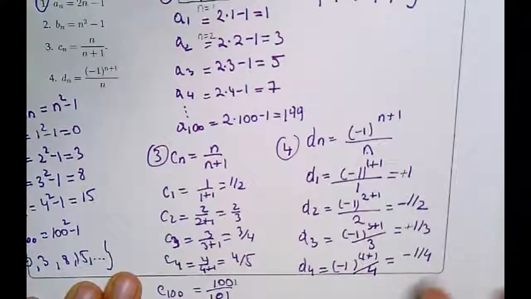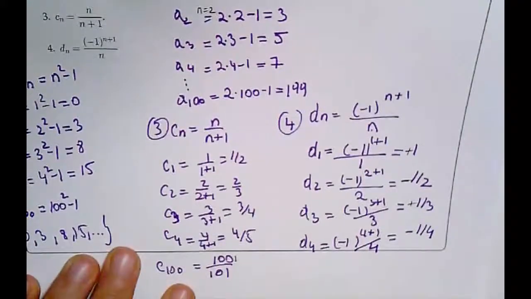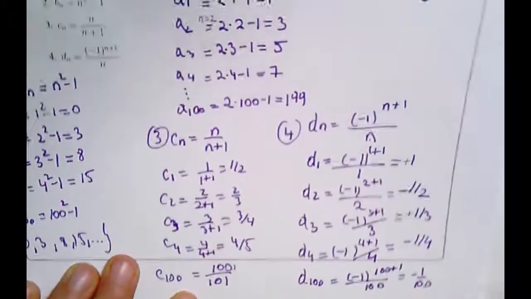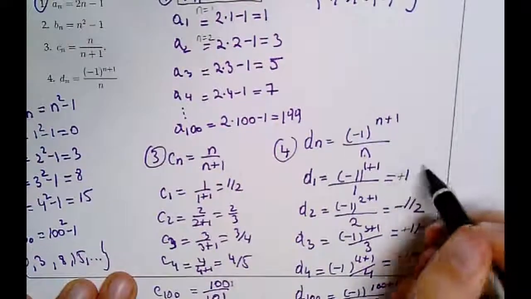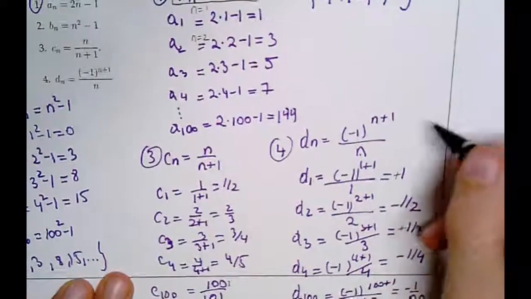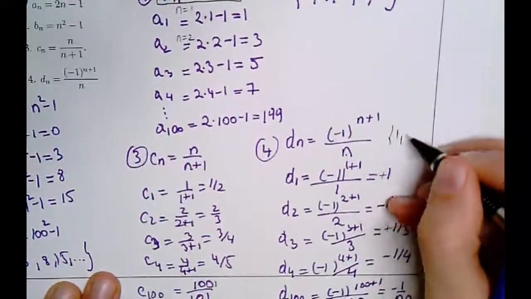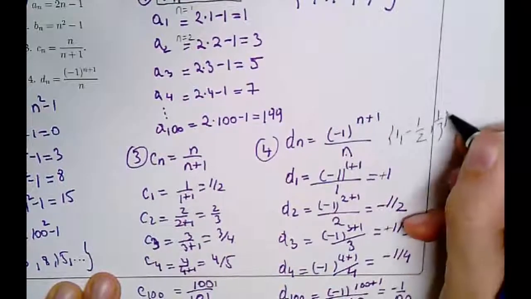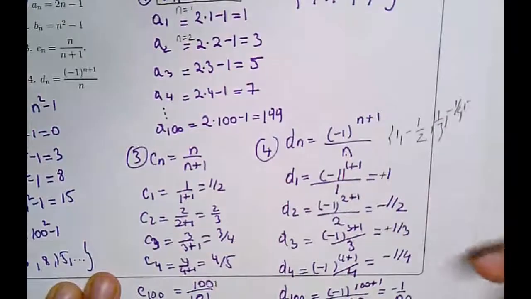So this also is an alternating sequence. And d100 is just going to be -1 to the 100 plus 1 over 100, which is -1 over 100. So if I want to write this sequence, it will be 1, -1/2, 1/3, -1/4, and so on. So this will be this sequence.